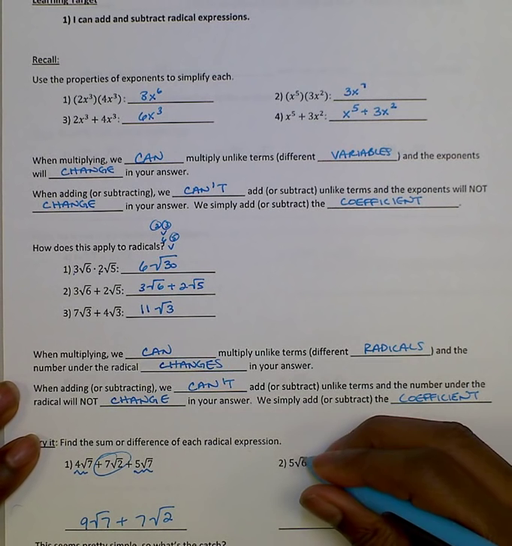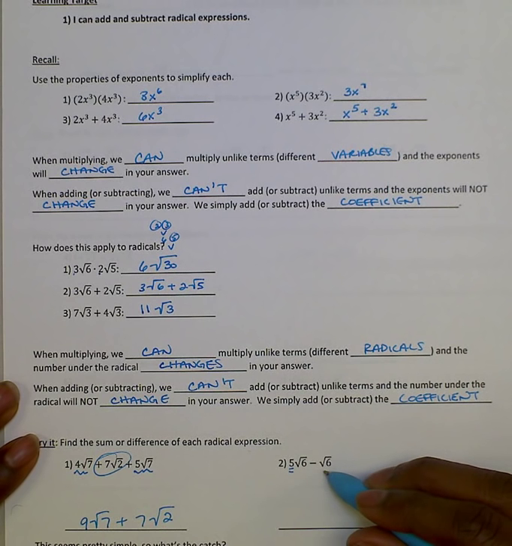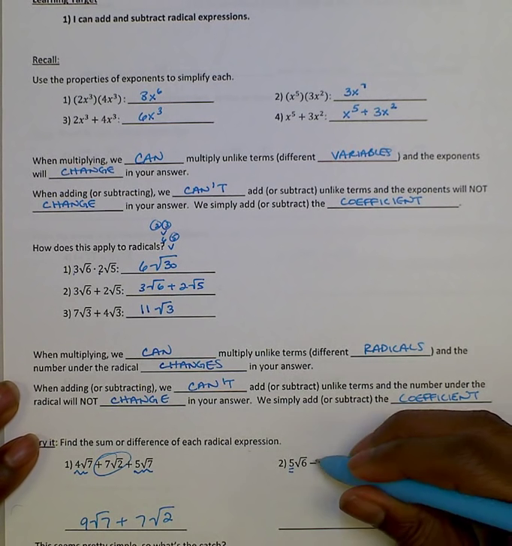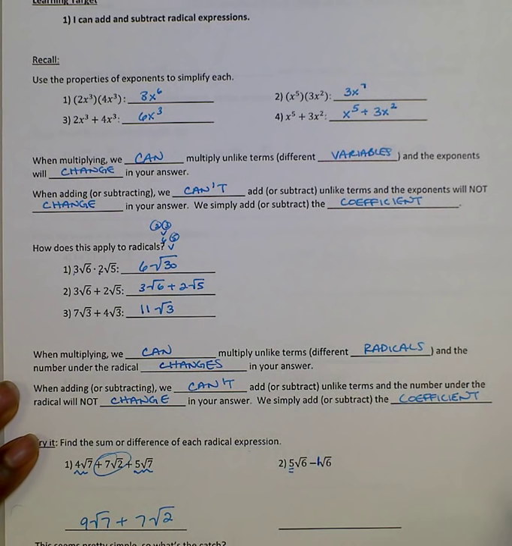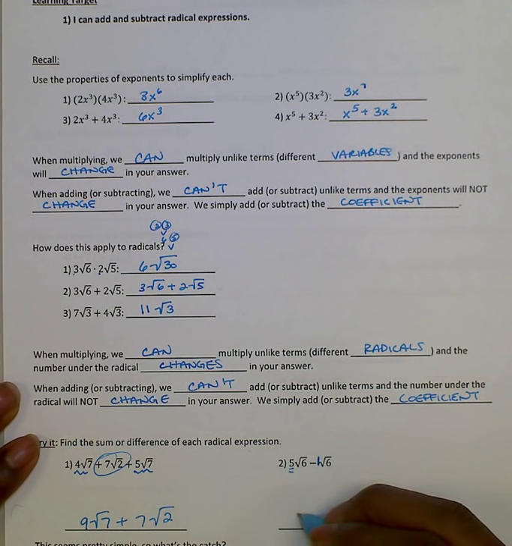Remember, we deal with the numbers outside, the coefficients. What's the coefficient to radical 6? Well, if there's not a number written there, it's 1. Remember, when we're adding and subtracting, our radical doesn't change. It's going to be the same radical. So 5 radical 6 minus 1 radical 6 gives us 4 radical 6.